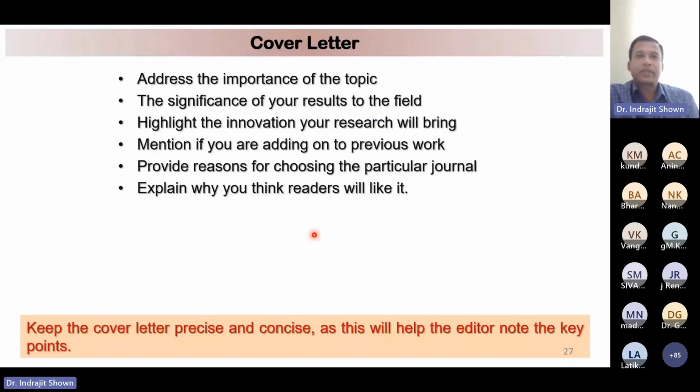The cover letter basically addresses a few things: one is the importance of the topic, then the significance of the result in this particular field, highlight the innovation of your particular research, and mention the previous work and the reason why you chose that particular journal. You have to justify that, explain why you think that particular research community will benefit from your research. And the cover letter should be precise and concise. You cannot write a 2-page or 3-page cover letter. Try to make everything fit in 1 page.